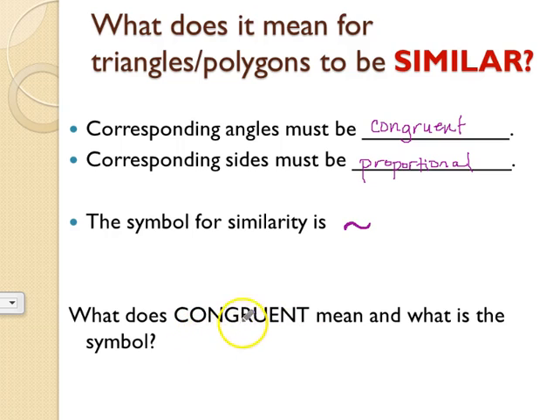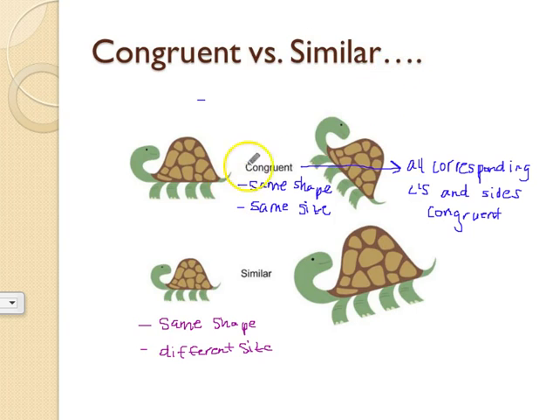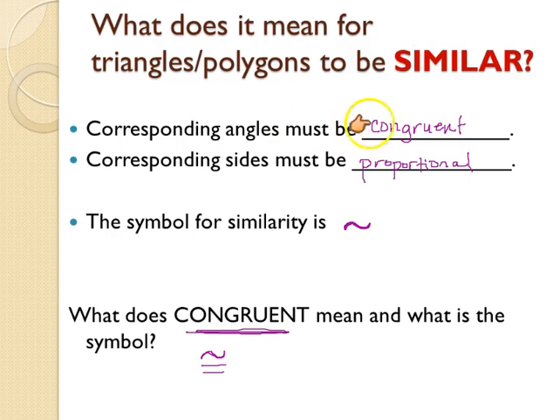All corresponding angles will be congruent, and all corresponding sides will be congruent. And we just talked about that. We already took notes. And the symbol for congruent is going to have those two equal signs under the squiggly sign. So remember, for congruent figures, all corresponding sides and all corresponding angles are congruent. Where for similar, only the corresponding angles are congruent, where the corresponding sides are going to be proportional.